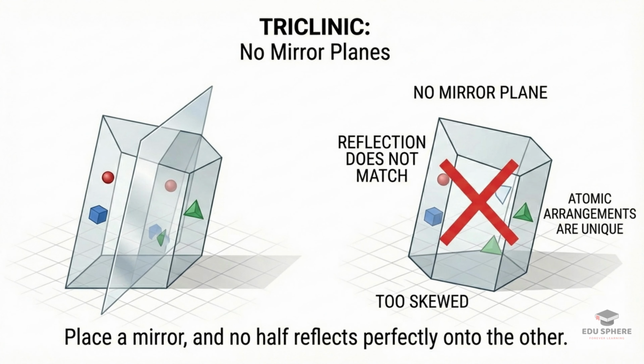Triclinic crystals also have no mirror planes. Place a mirror through any part of the crystal and there won't be a half that reflects perfectly onto the other. The atomic arrangements are just too unique and too skewed. There is, however, one exception.